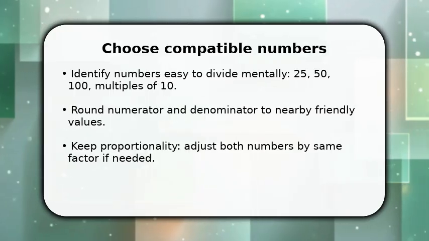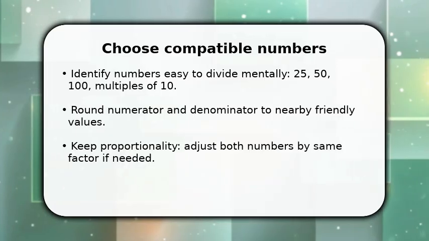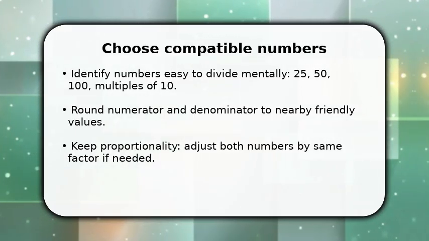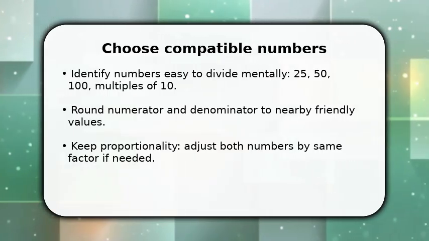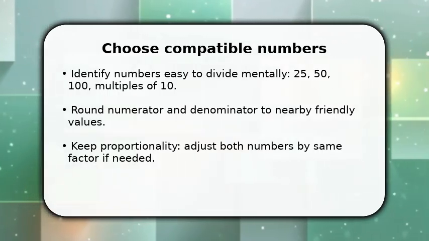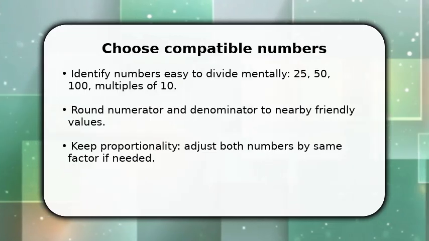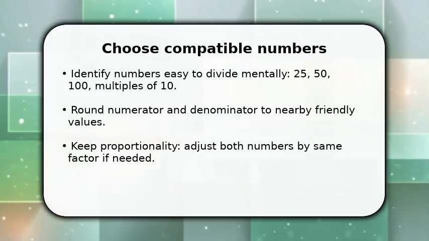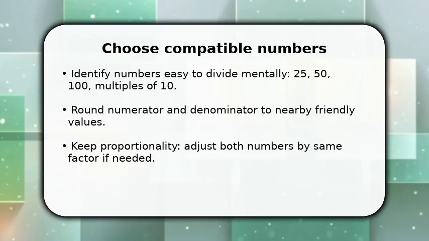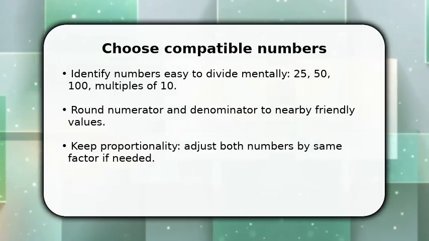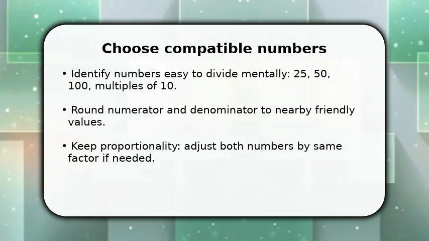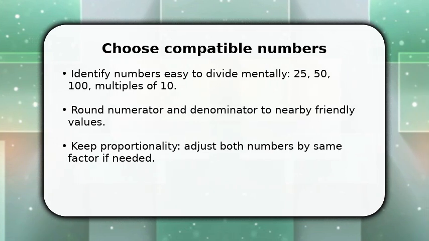You start by scanning the problem for nearby friendly values and immediately pick compatible numbers that make mental division simple. Look for multiples of 10, 25, 50, or 100, and round the numerator and denominator to those values. Once done, check proportionality. If you scaled one value, scale the other by the same factor so the quotient remains representative. Make sure to note how much you changed each number so you can interpret the estimate accurately.